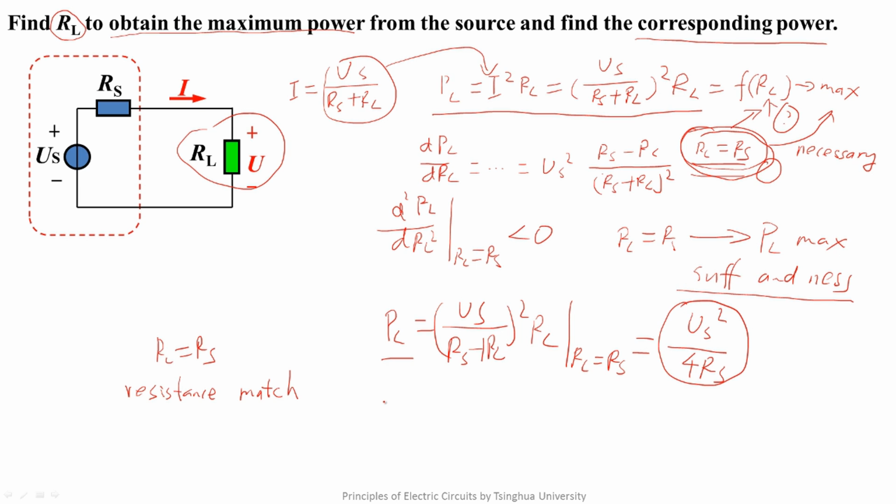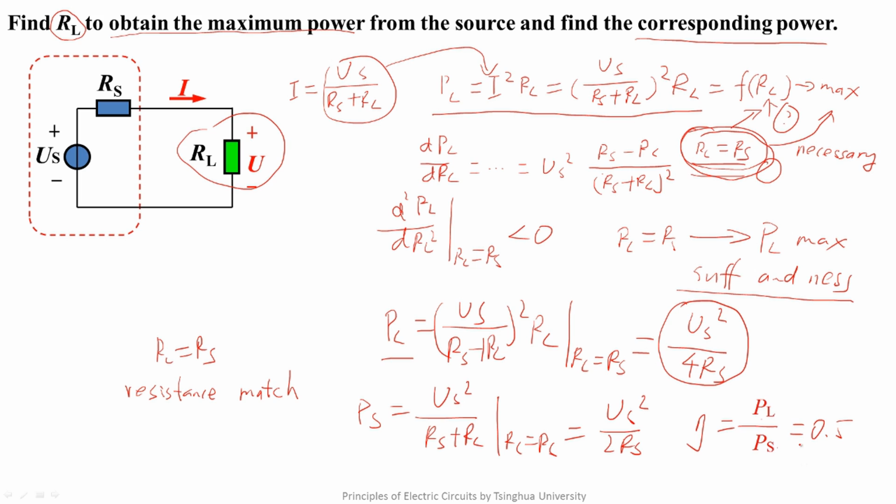Next, let's analyze the efficiency of the system under this condition. Before analyzing the system efficiency, we need to calculate the power supplied by the source. That is, PS equals US squared over RS plus RL. When RL equals RS, PS equals US squared over 2 times RS. The efficiency of the system is PL over PS equals 0.5. Obviously, the efficiency is not high. So we are very interested in that. For such a circuit, what's the value of RL to get the maximum efficiency?